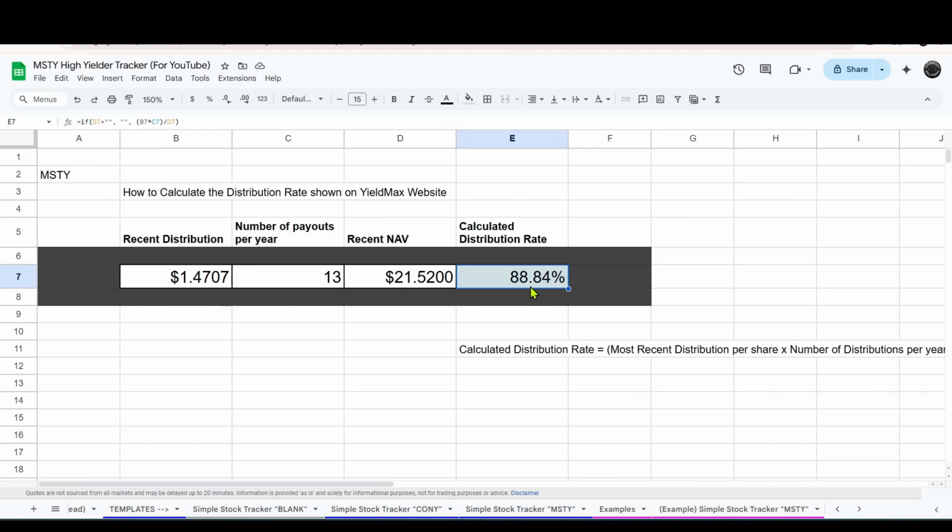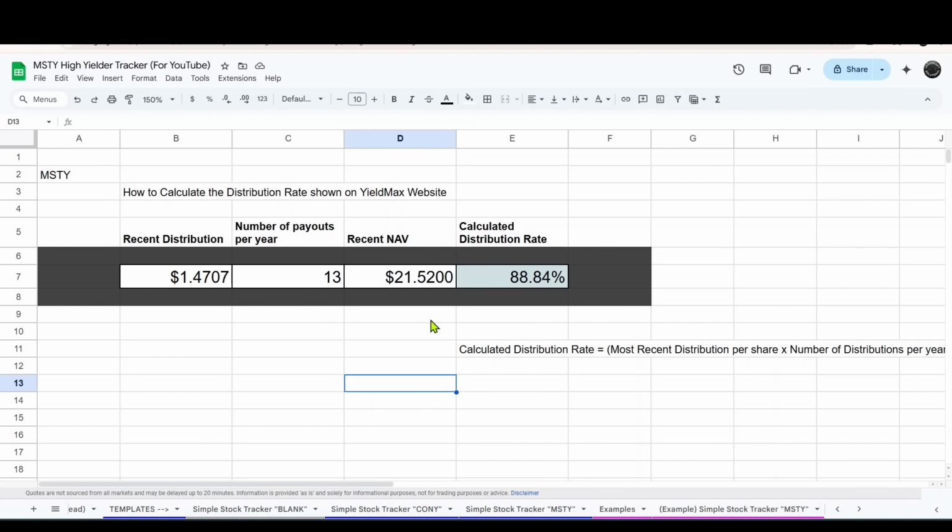Well, it's pretty simple. These numbers over here, the NAV and the distribution rates change, right? Well, we know the distribution rate is not going to change until those 4 weeks are up and it pays out the new distribution. Okay, so for those 4 weeks, this number doesn't change. And the 13 payments, well, we know that doesn't change because it pays out every 4 weeks. So the only number that can possibly change during those 4 weeks is the recent NAV.